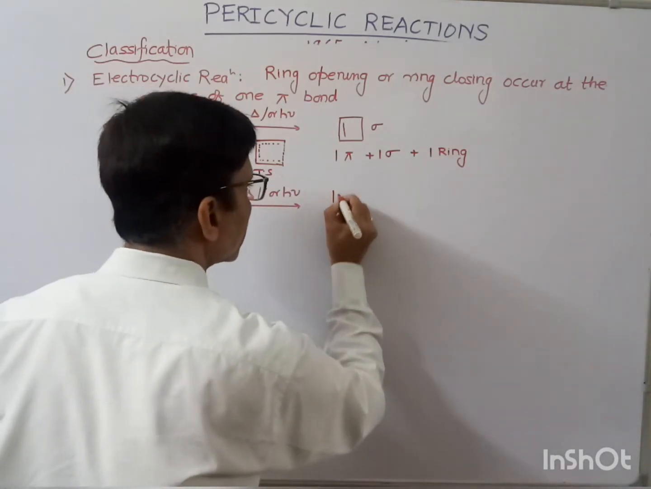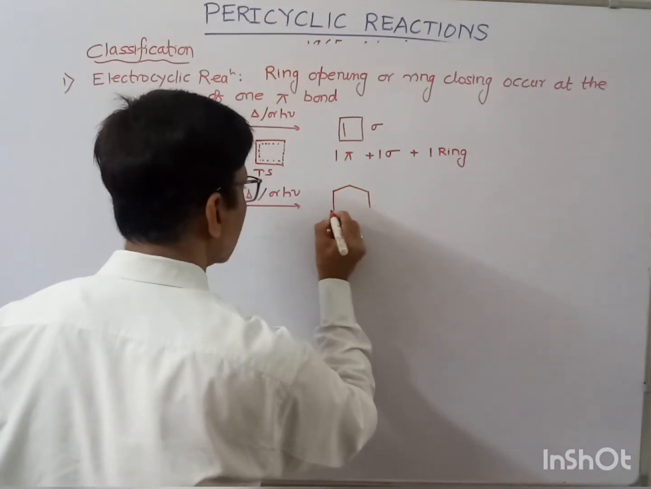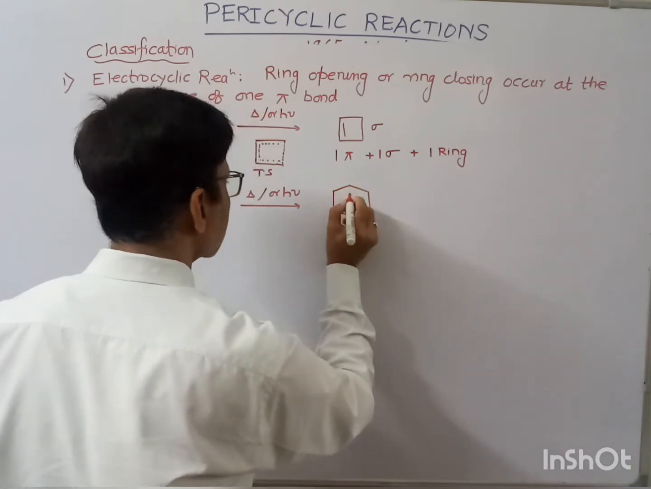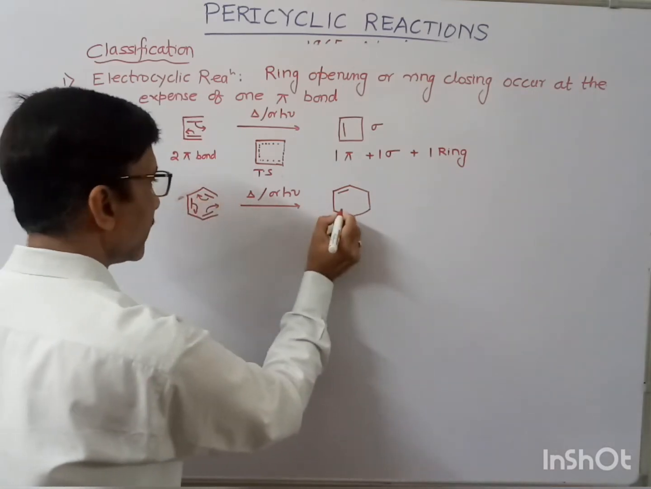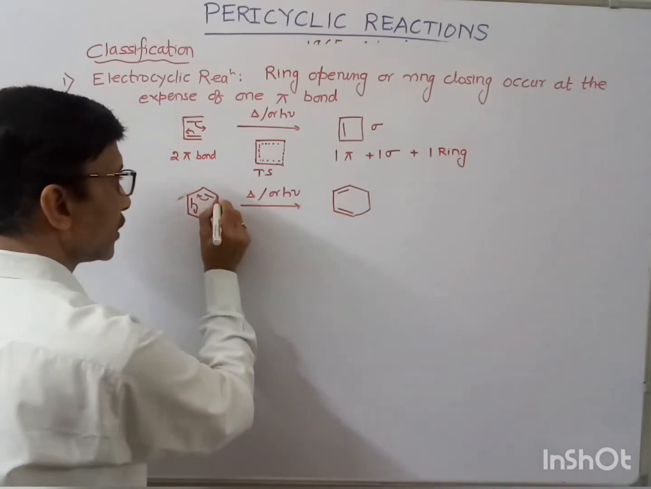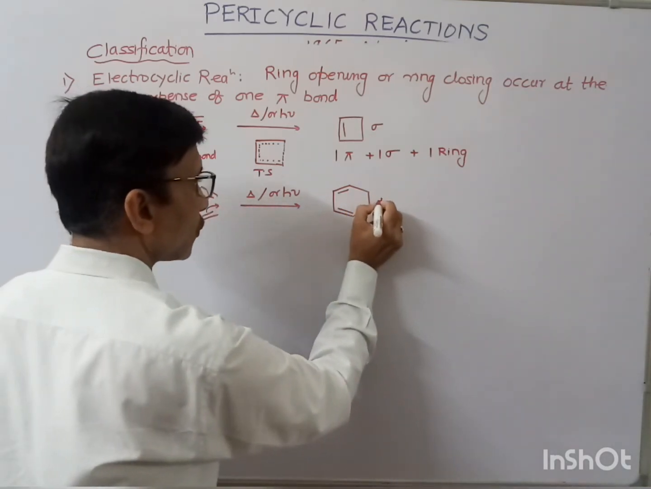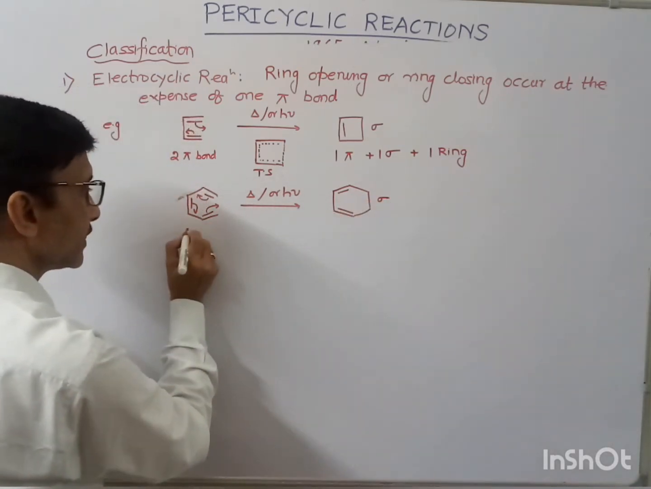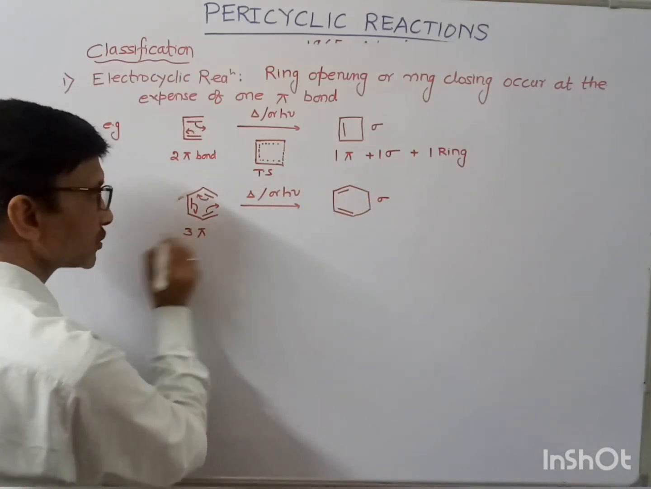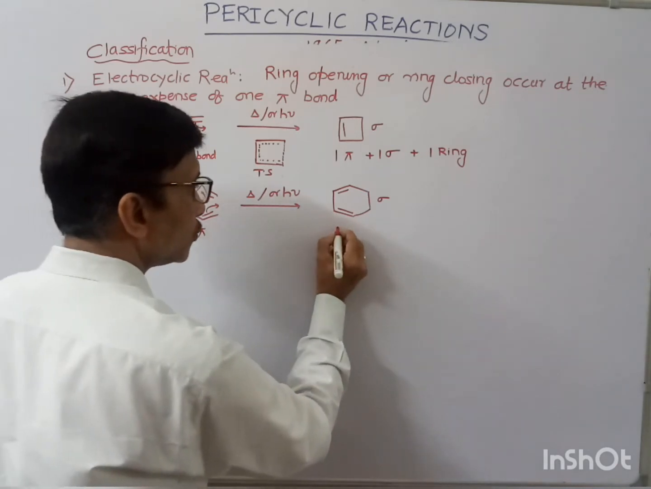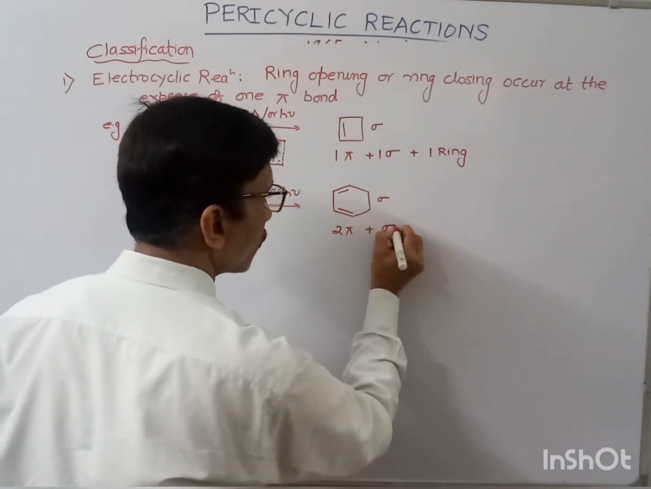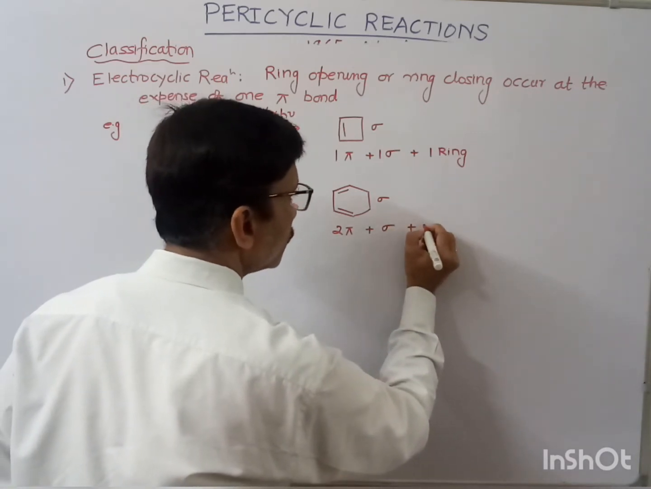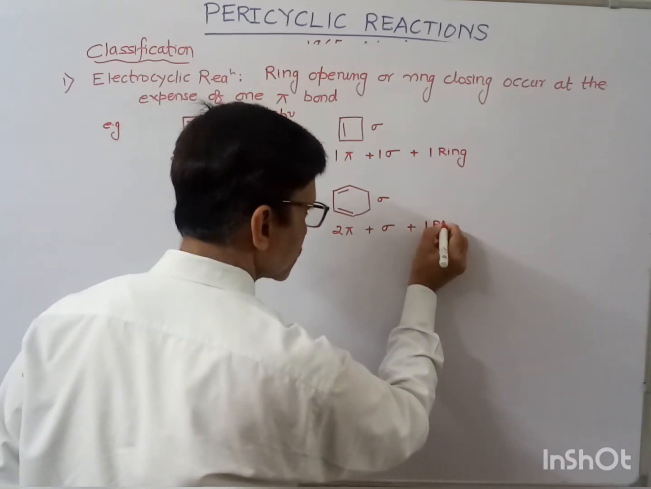And what you will get? You will get the cyclohexadiene. So one double bond is created over here, another double bond is created over here, whereas a new sigma bond is formed over here. So in this case, you can see 3 pi bonds are present. In the product, 2 pi bonds are present, whereas one new sigma bond is formed, plus one new ring is formed.